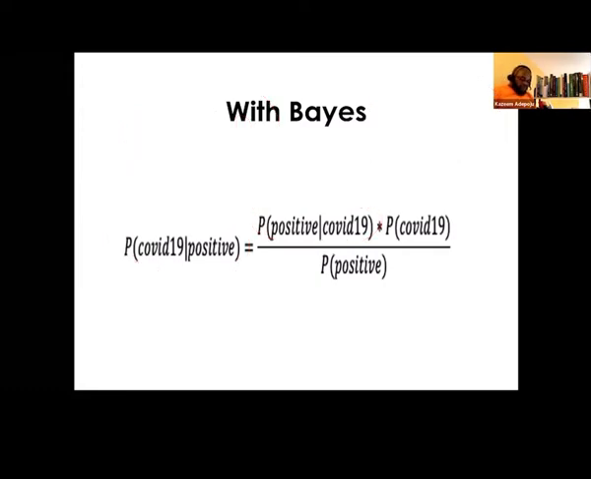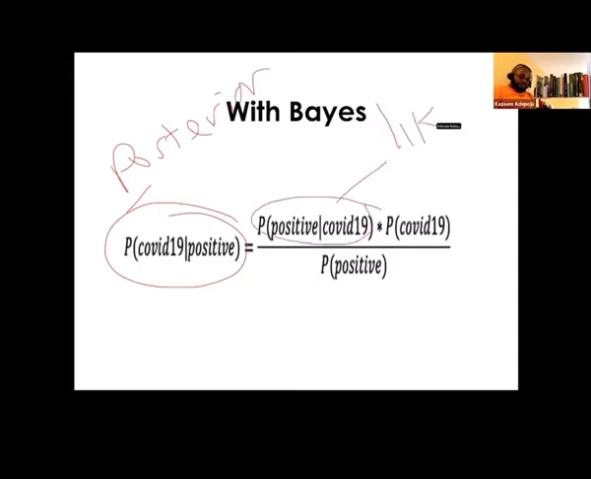Now, let me start with this. What is the meaning of this? This is actually what we want to solve. This is what we're looking for. That is the posterior. This one here is the posterior. This one here is the likelihood. And this one here is the prior.